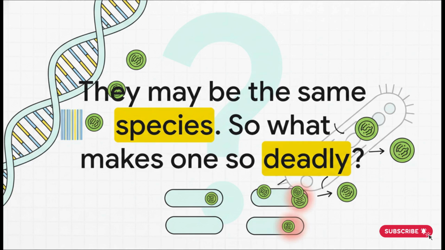So what gives? How can one be so deadly? Well, it turns out the dangerous ones carry extra DNA on these little swappable rings called plasmids. It's like they're all the same model of car, but one has a bunch of deadly aftermarket parts installed. A secret the old detective methods could never ever reveal.